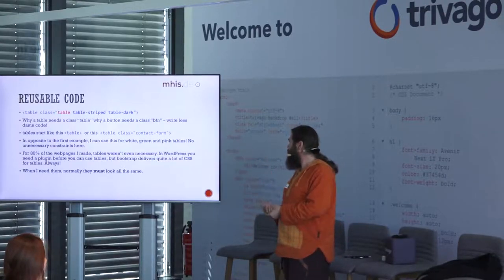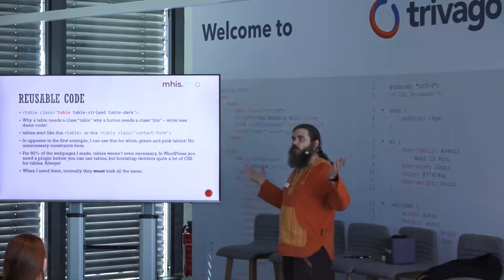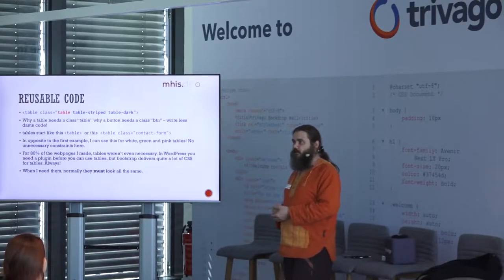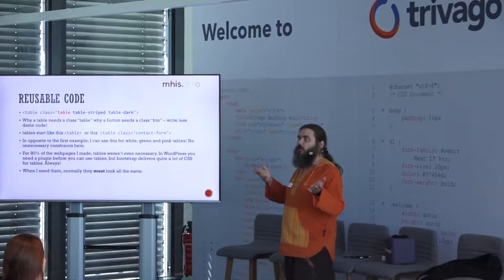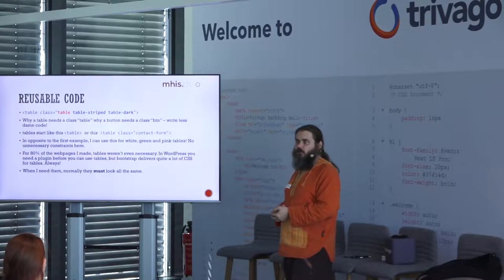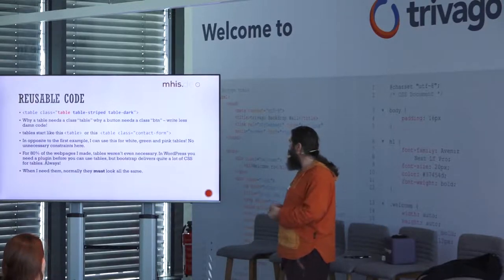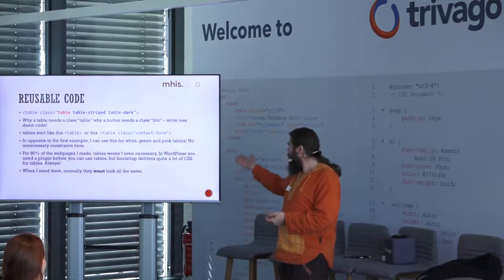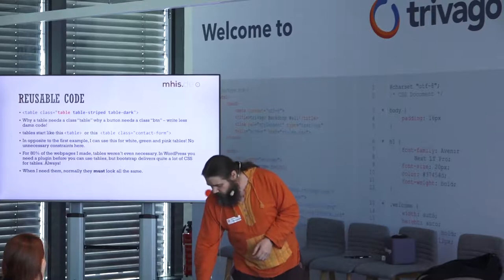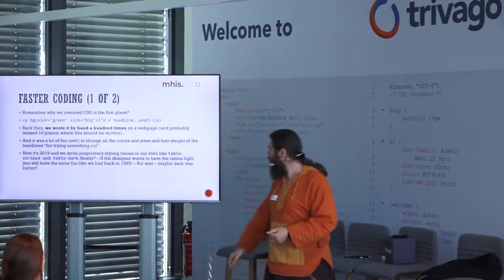But if you're using, for example, Bootstrap, it comes with all the CSS which is necessary to style tables. I know you can take things out of it, but we all know we have little time, and normally we are not tailoring Bootstrap this way like maybe you should. And normally when I'm doing things like this, they should always look the same.